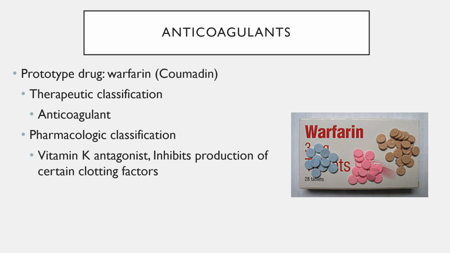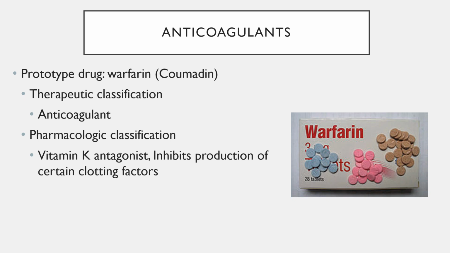Okay, this particular drug, warfarin, inhibits production of vitamin K dependent clotting factors. Okay, so there's certain clotting factors that are made in the liver that require vitamin K for their production. Warfarin inhibits those clotting factors. Okay, so it's a vitamin K antagonist. And by blocking vitamin K, those clotting factors aren't produced.